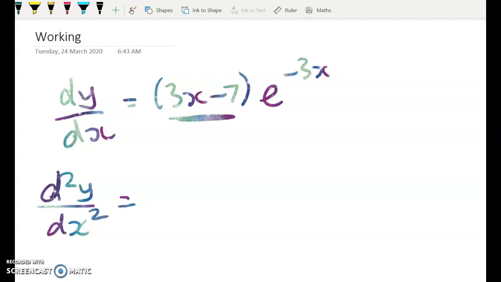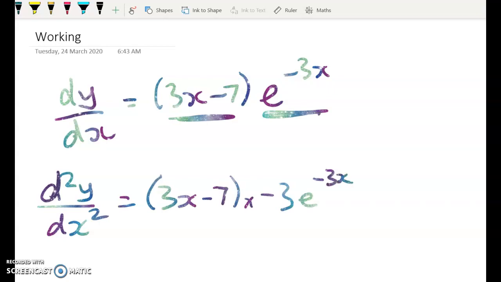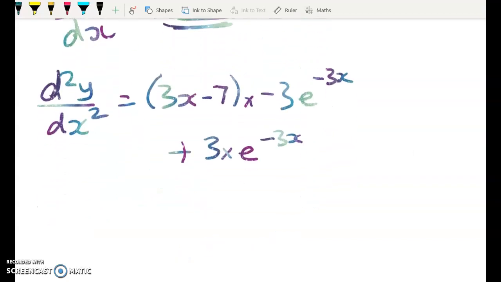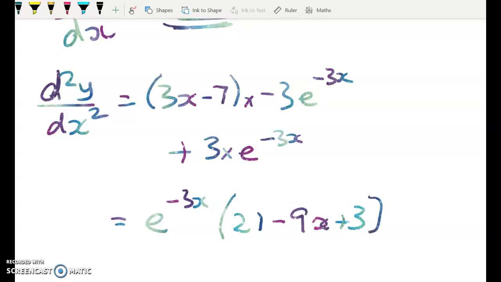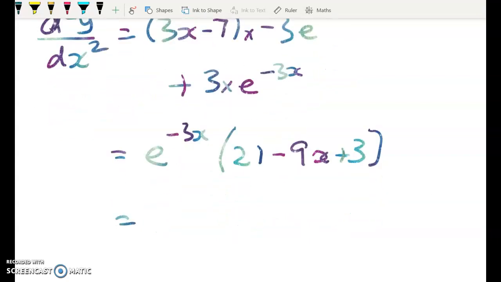Right, so we've got the first times the derivative of the second, which is negative 3e to the negative 3x, plus the other way around. So it's going to be plus 3 times e to the negative 3x. So collecting up all the like terms, I can take out the common factor of e to the negative 3x, and I get 21 minus 9x plus 3, which equals 24 minus 9x times e to the negative 3x.